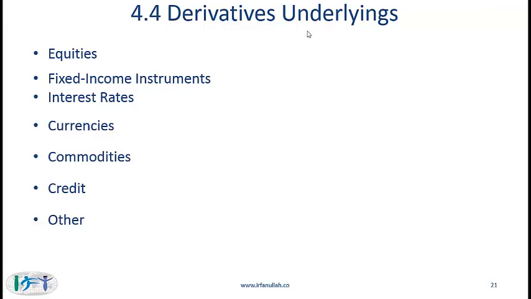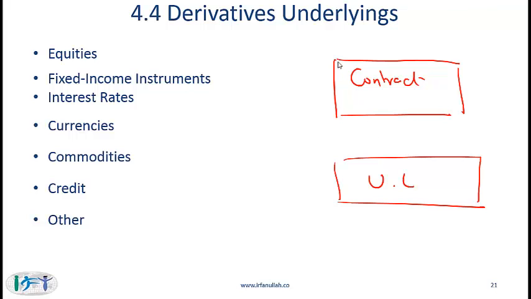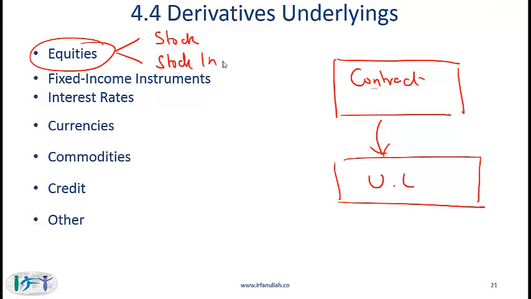Derivatives underlyings. We have talked about the fact that a derivative is a contract or an agreement which derives its value from an underlying. Let's talk in a little more detail about what are the different kinds of underlyings. One of the most common types of underlying is a stock or equity. In fact, with equities, we have two broad categories. The underlying could be a particular stock, or it could be a stock index.